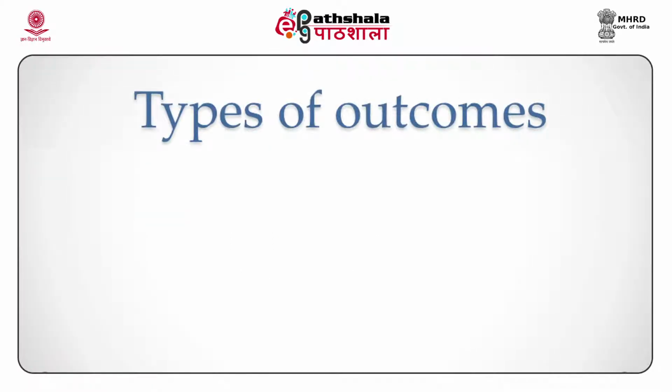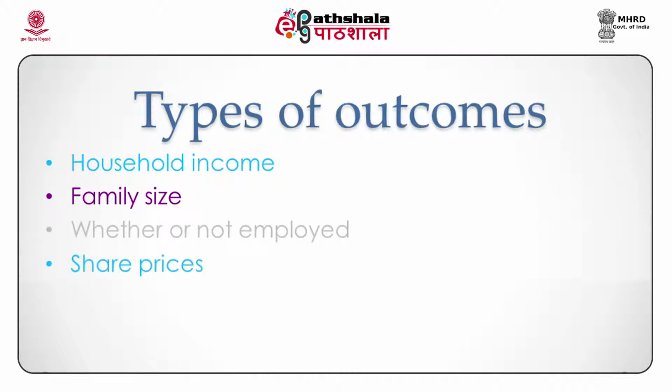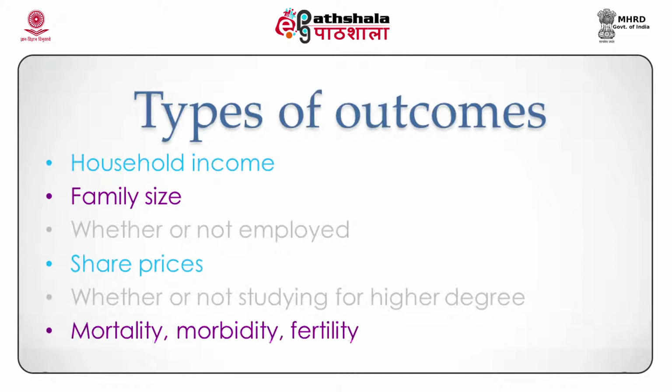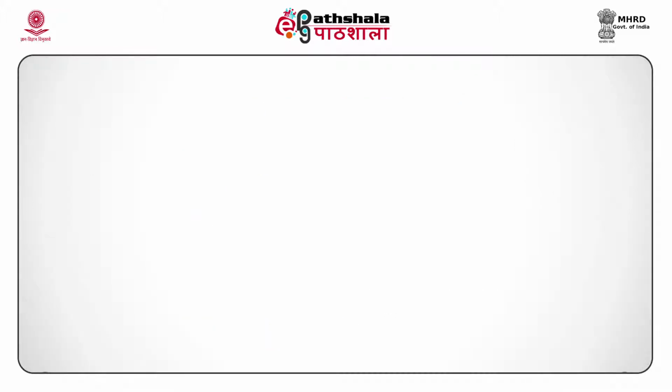Now there can be many types of outcomes and some of them are listed here. So household income, family size, whether or not employed, share prices, whether or not studying for higher degree, mortality, morbidity, fertility, and so on. From the perspective of a statistician, these variables are classified depending on whether they are continuous or discrete, and if discrete, whether they are binary, counts, and other rates, and so on. For this module, we shall concentrate on variables such as whether or not employed, which is a binary variable, and we shall see how we can adapt regression fitting to the case when the outcome is binary.